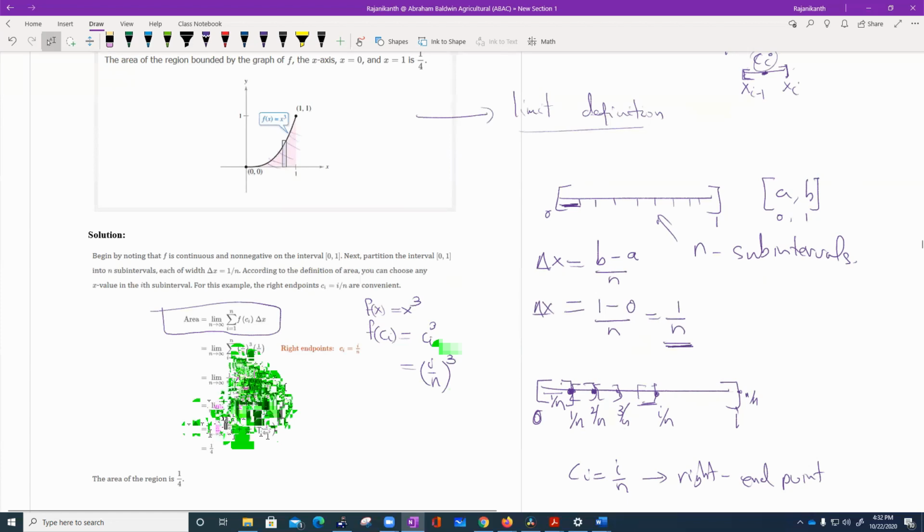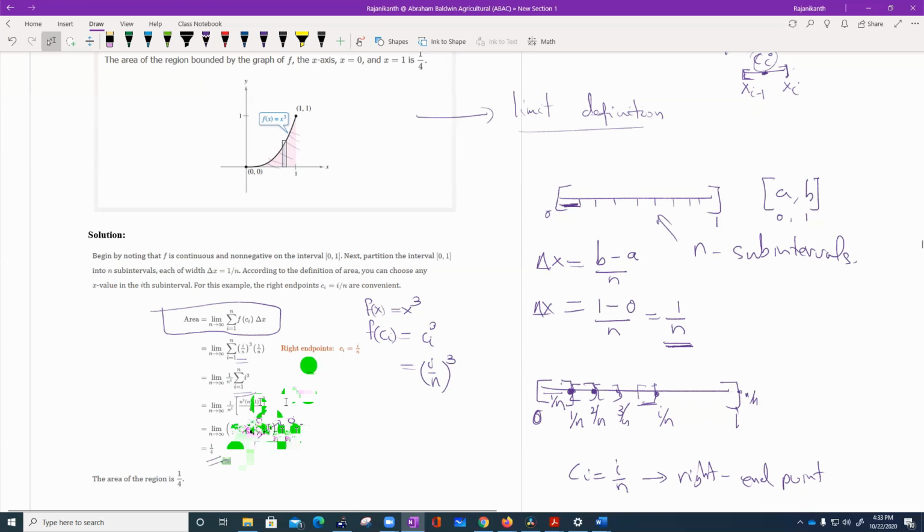That's it. Now we have already studied limits. Simply find the limit of this function as n goes to infinity. What will happen? If n goes to infinity, 1 over infinity is 0. This is going to be 0. This is going to be 0. Only the constant part will remain, that is 1 over 4. So the area is 1 over 4.